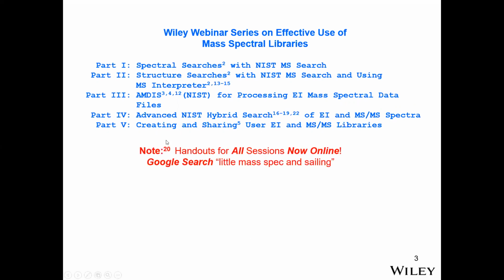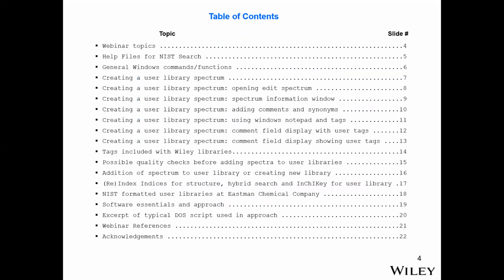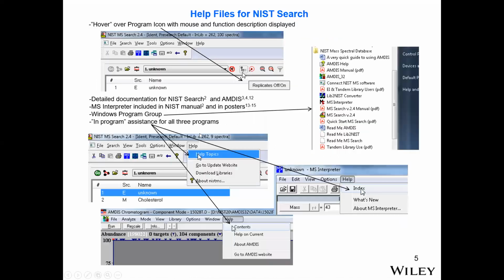The handouts for all the sessions are online now, and you can find them at the reference at the end of the talk that's referenced on the side of the slides or on the side of this webcast. But you can also search Little Mass Spec and Sailing, and that should bring me right to the top. When I first did the sessions, I did not have a table of contents for the handouts, and they've gotten a little long, so it makes it a little difficult to find things. So I decided to recreate all the handouts and put in a table of contents that references the slides. I hope that'll make it easier for you to access the information.